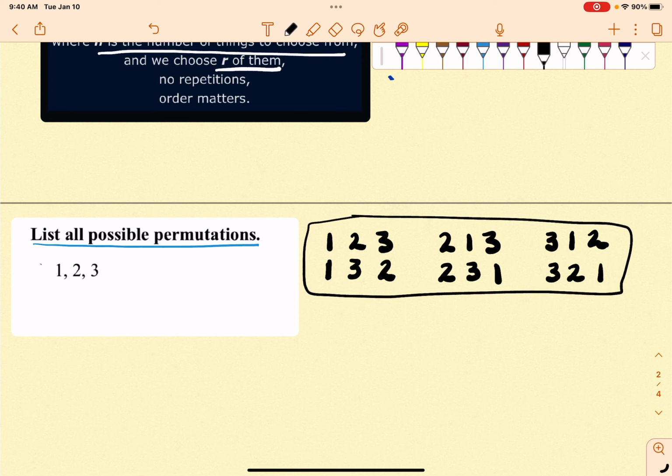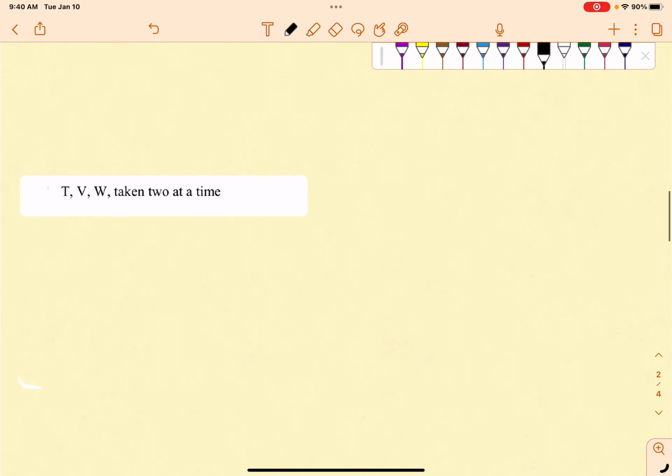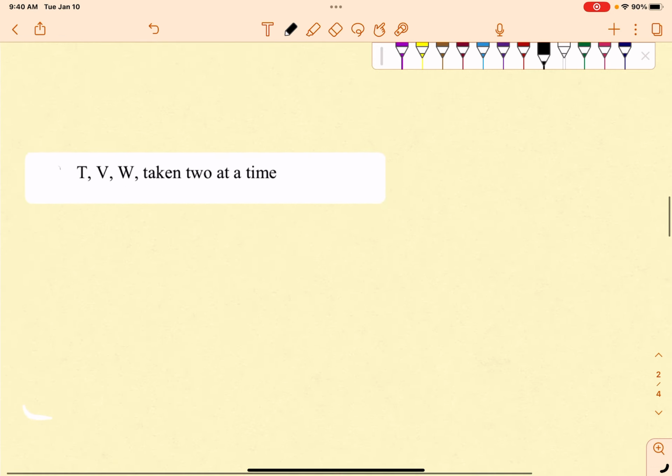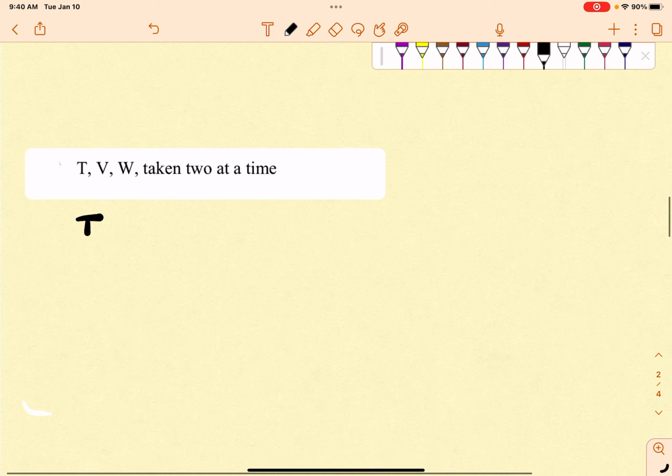So let's try it one more time, but let's try it with some letters. So if I have T, V, and W, and they want us to take 2 at a time. So let's start with T. So T and then V would be 2 letters that I could do out of the 3 taken in order. The only other 2 that could have a T first would be TW.